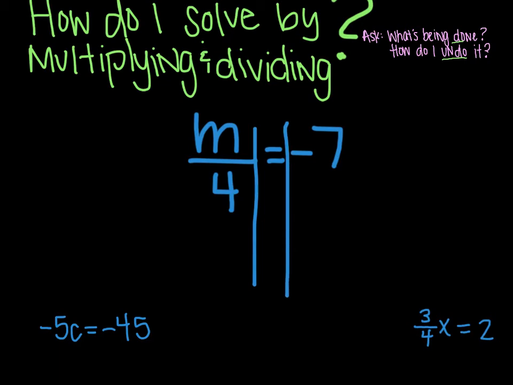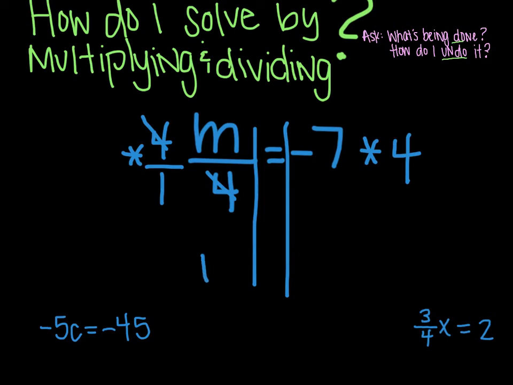And then you're going to ask yourself what's being done. How is m attached to everything else? Well, m is being divided by 4. So how do I undo being divided by 4? I'm going to multiply by 4, or multiply by 4 over 1. When that happens, you're canceling out these. They're oneing out, in other words. And what you do on one side, you have to do on the other side to keep it balanced.